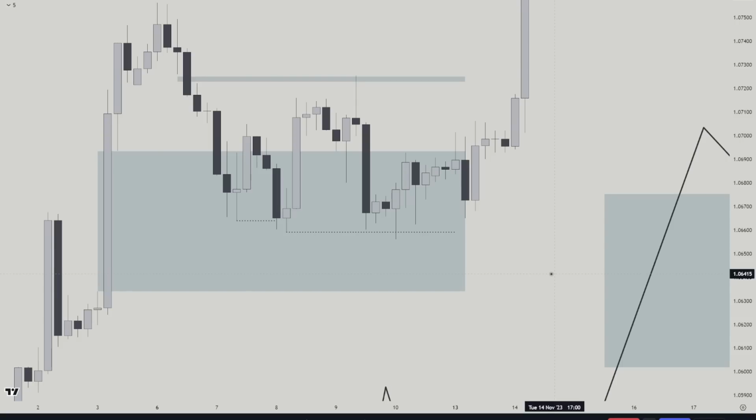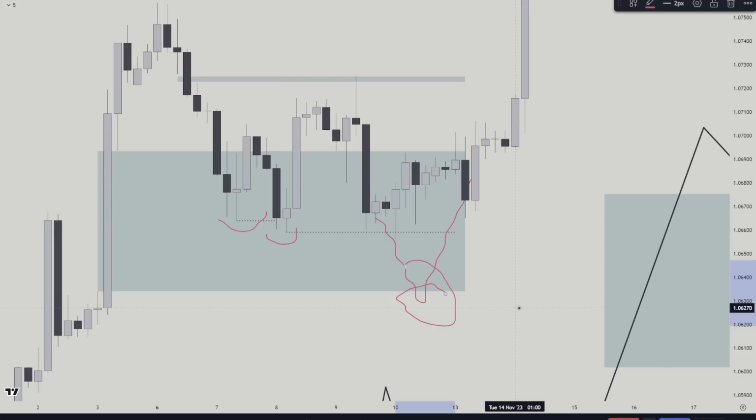Another one is when the fair value gap is fully filled. Obviously, it was not fully filled here, but if we see that first one, second one, and the third one was filling the whole fair value gap, then we're going to know for sure, not for sure, but 90% that price is now going up. That's another indication, which is the fair value gap being fully filled.